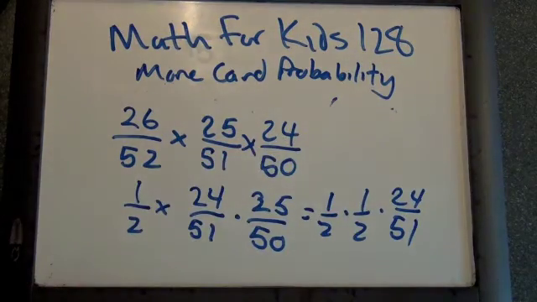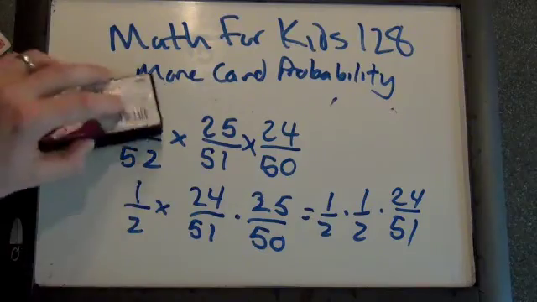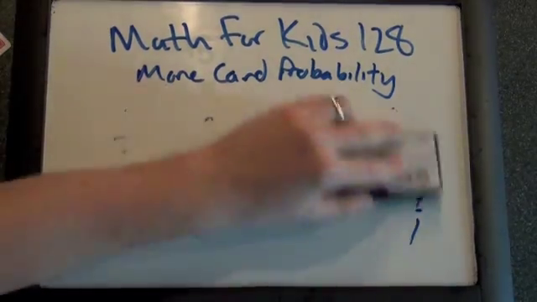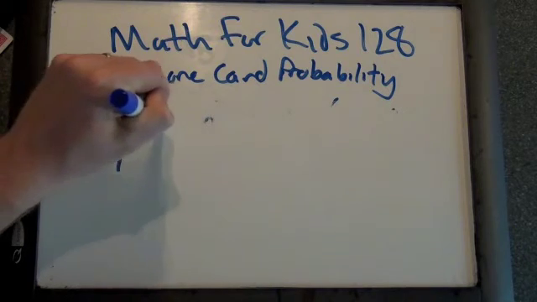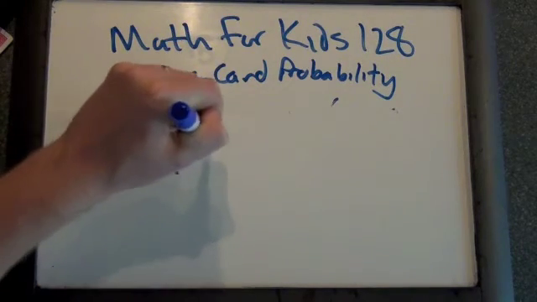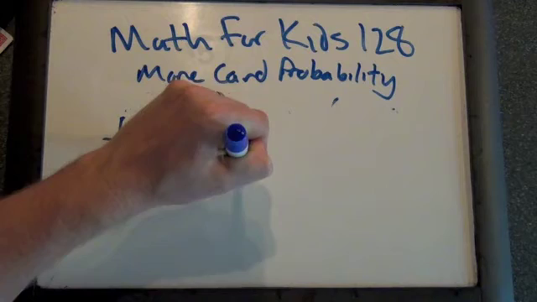Now, can this be simplified? What's 1/4 times 24 over 51? We're going to do 24 fourths, which is 6. So 1/4 times 24 over 51 equals 6 over 51.